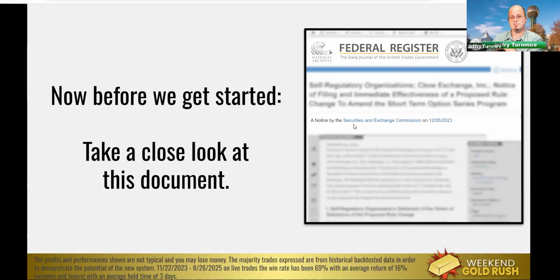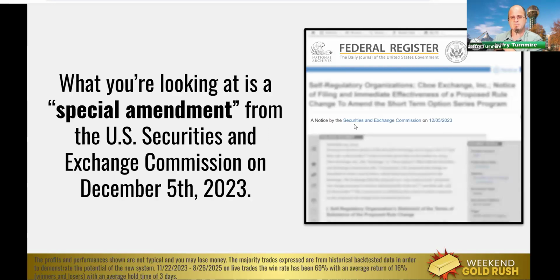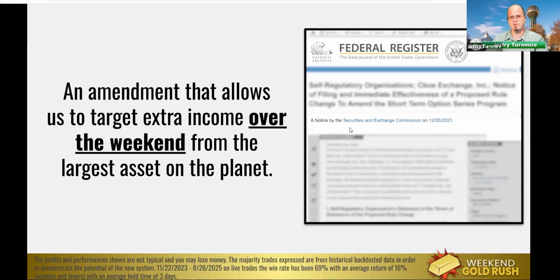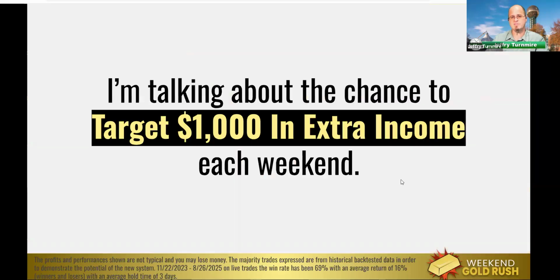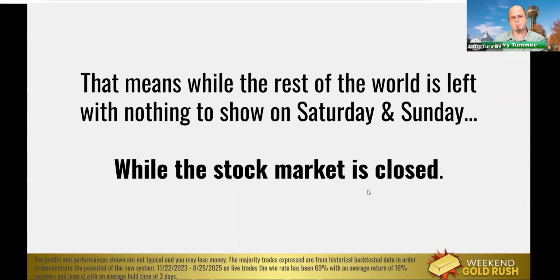Now, it's all thanks to this document right here. The SEC made a change in this instrument and added some stuff. This was a special amendment on December 5th, 2023. And this allows us to target extra income over the weekend from the largest asset on the planet, which is gold. No mincing words, right? This is gold. I'm talking about the chance to earn an extra $1,000 when you risk $2,000. That's a 50% return right there each weekend using a regular brokerage account.